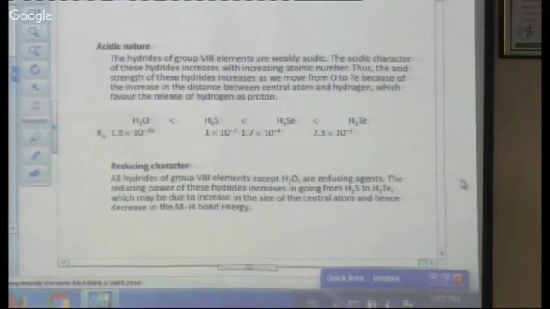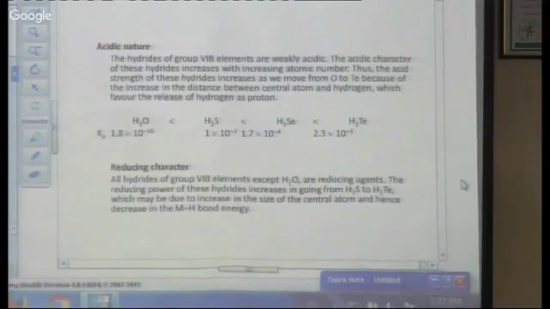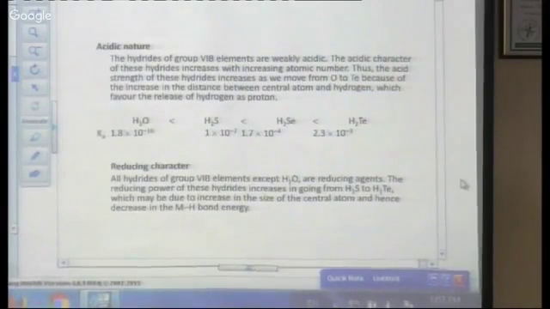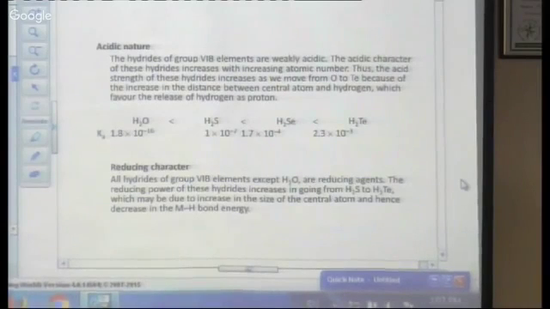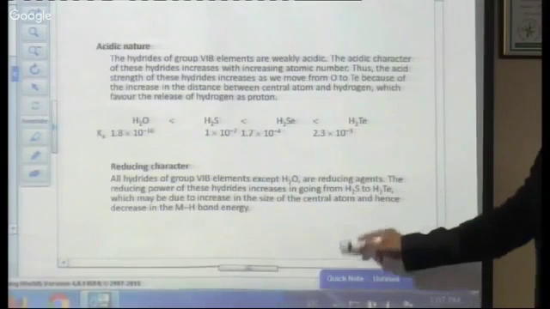So that covers the stability as well as the reactivity of hydrides. Now, the third point is reducing character. Reducing character is simple: all hydrides except water are reducing agents. The reducing power increases down the group. Why does the reducing power increase down the group? Because the bond length increases, so it is easy to donate H minus, right? So reducing power increases down the group.